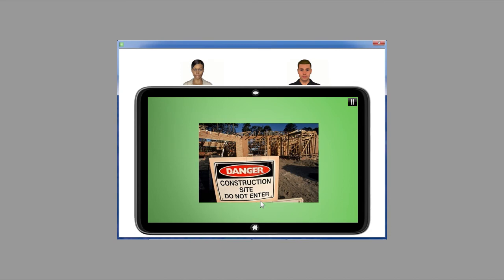Well done. How did you make your predictions? Well, I often see this sign when I deliver mail around construction sites. The sign in the hole makes me think, wow, someone could trip from the hole and fall. That's very dangerous.